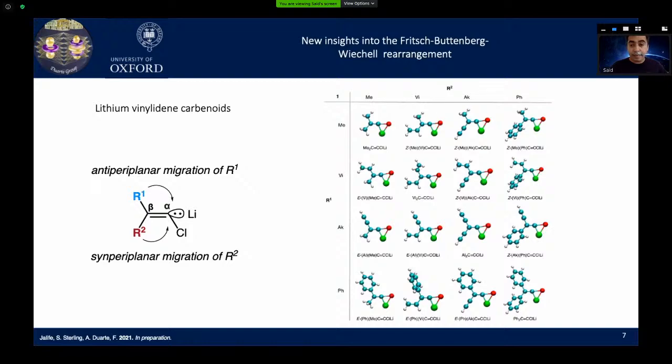So we decided to analyze a series of prototypical vinylidene carbenoids using different substituents. We decided to employ for R1 and R2 methyl groups, alkenyl or vinyl groups, and phenyl groups. So in total, these are 16 species using lithium and chloride as the leaving atoms.